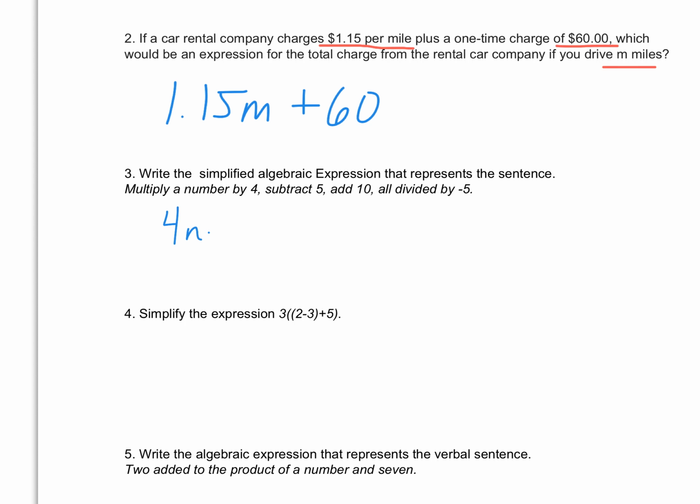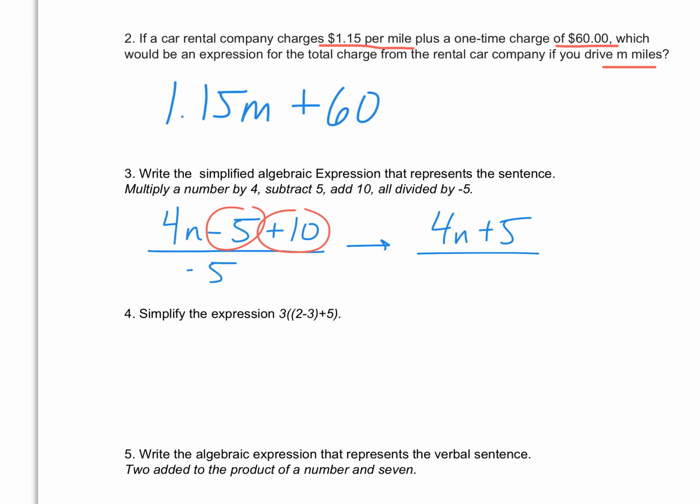From there, I want to subtract 5, add 10, and then take all of that divided by negative 5. Another way I could write this, since I can combine these two terms, the negative 5 and the 10, would be 4n plus 5 over negative 5. Either way, it's fine.